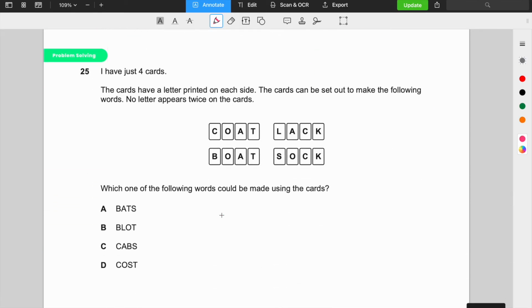Okay, I have just 4 cards. The cards have a letter printed on each side. The cards can be set out to make the following words. No letter appears twice on the cards. Which one of the following words could be made using the cards?